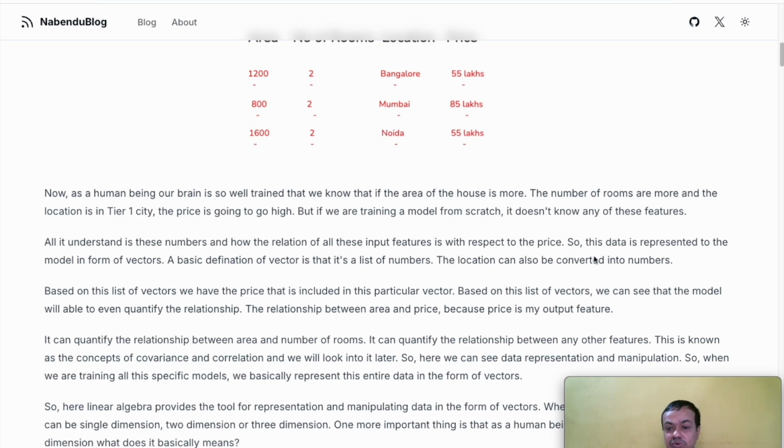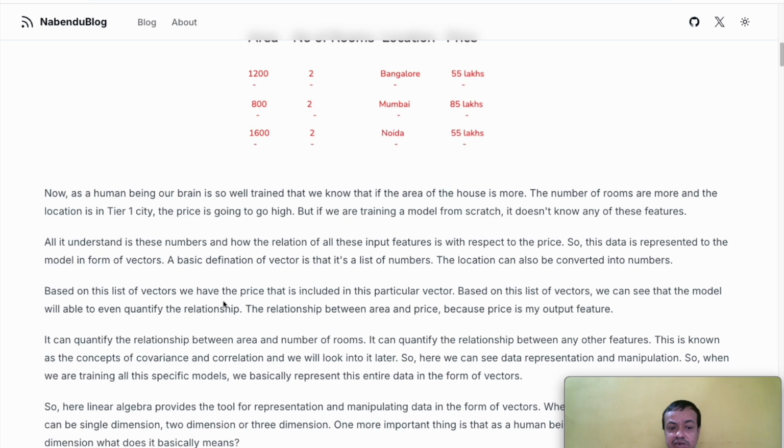So this data is represented to the model in the form of vectors. The basic definition of a vector is that it's a list of numbers. The location can be converted into numbers. So the basic definition is, a vector is a list of numbers.